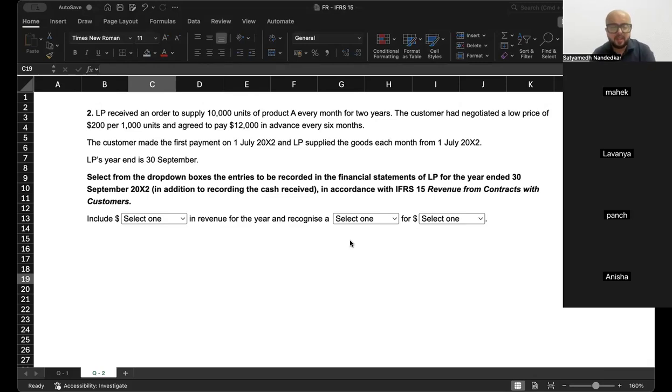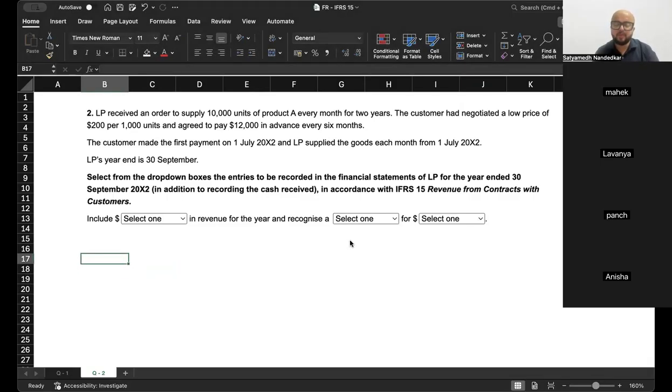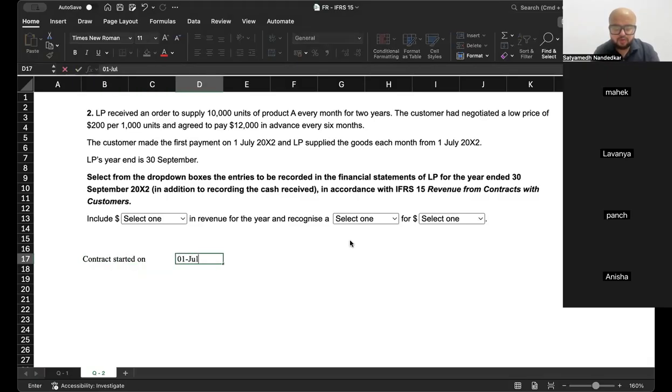ठीक है. So, when did the contract start? Tell me. They have mentioned the customer made the first payment on 1st of July 2002 and LP supplied the goods each month from 1st of July 2002. So, contract started on 1st of July 2002.